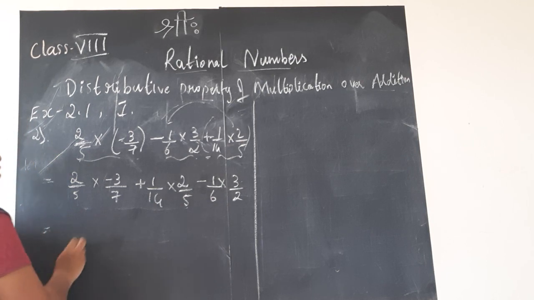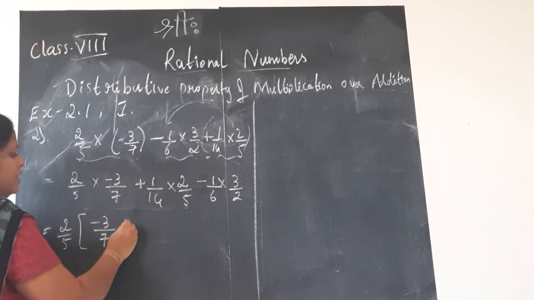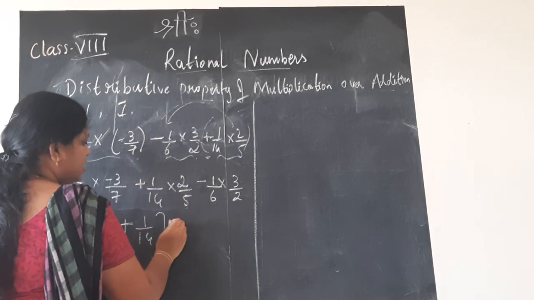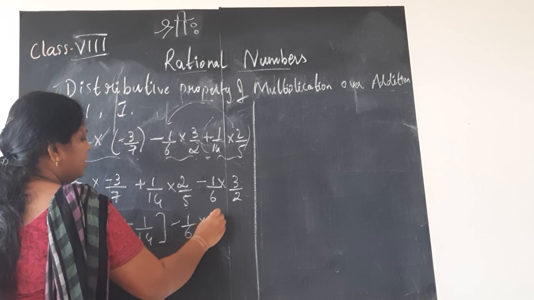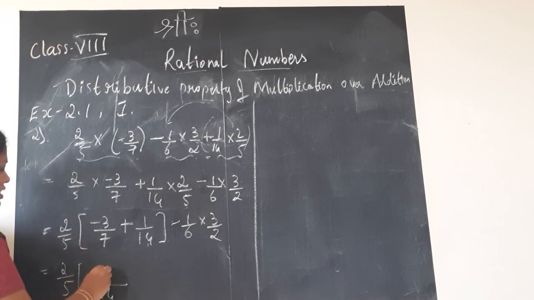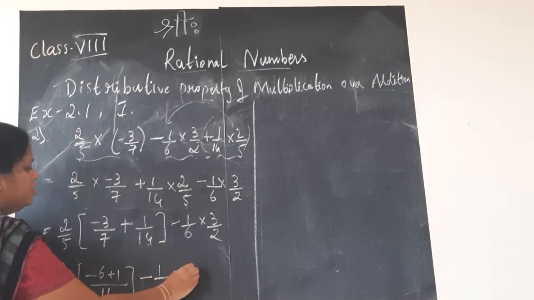Now among these terms, 2 by 5 is a common factor. So I will take 2 by 5 outside, and I am left with minus 3 by 7 plus, as 2 by 5 came out, 1 by 14, minus this term as it is, 1 by 6 into 3 by 2. Next step is to simplify this bracket. So 7 and 14, the LCM is obviously 14. 7 ones are 7, 7 twos are 14. 2 into minus 3 is minus 6. 14 gone means it is just plus 1, minus 1 by 6 into 3 by 2 as it is.